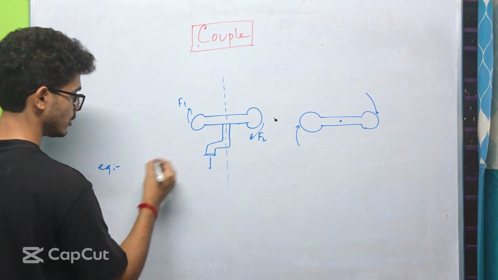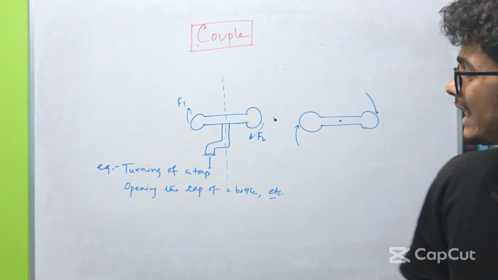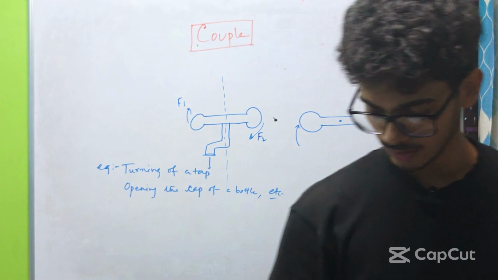Some examples of a couple are turning a tap, opening the cap of a bottle, etc. We use these forces in our daily life. Couples are acting everywhere where there is rotational motion.